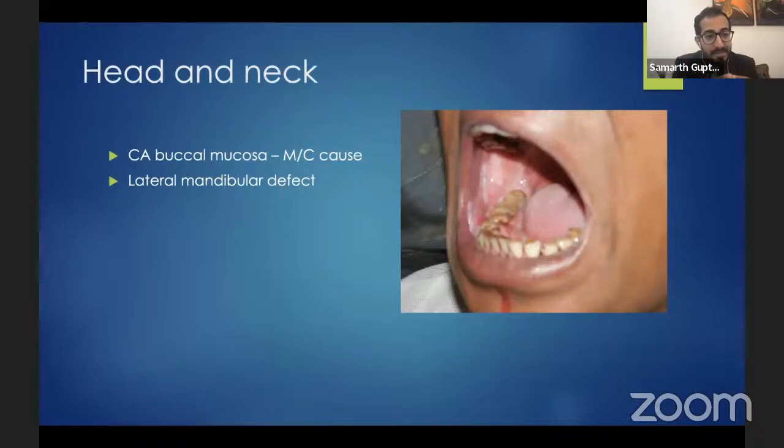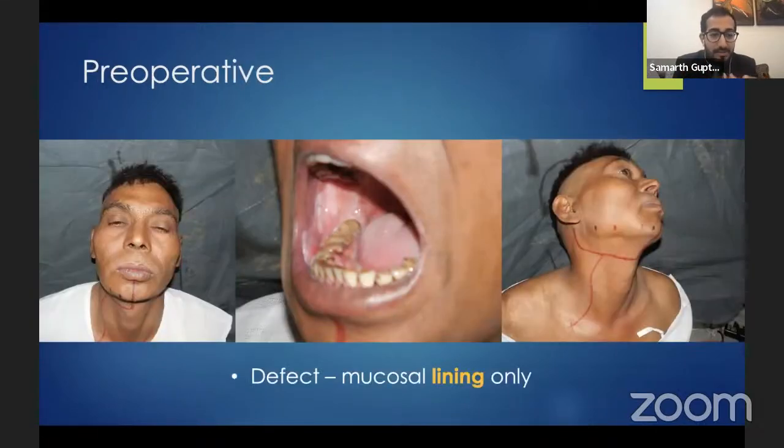In head and neck cases, carcinoma of the buccal mucosa is the most common cause where we have to employ this particular flap, and it usually causes lateral mandibular defects. In this patient, we can see a white leukoplakic plaque, which is a carcinoma buccal mucosa, squamous cell carcinoma. And in this patient, you can see the defect that will be formed. Defect basically means the residual area after excision.